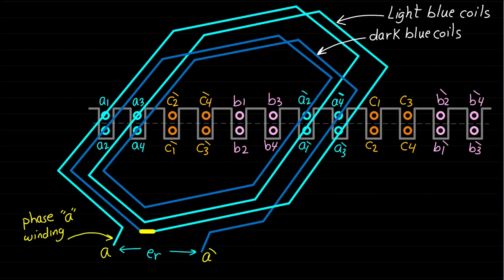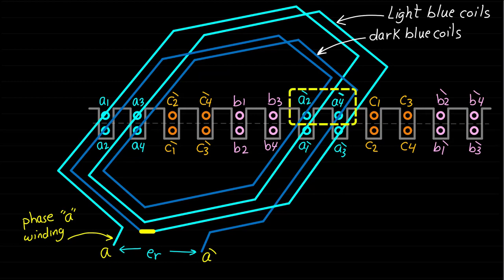It is very clear that phase A is implemented with two sets of distributed coils, light blue distributed coils and dark blue distributed coils. The light blue coils are installed in the upper slots on this side and in the lower slots on the other side. However, the dark blue coils are installed in the lower slots on this side and in the upper slots on the other side.